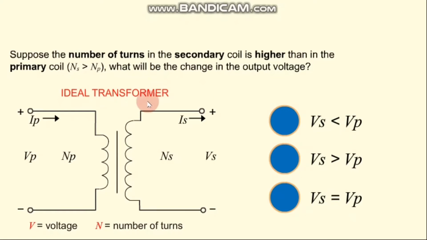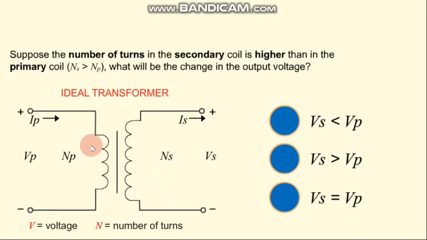Well, to know the answer, let us go back to this diagram. It shows that this is an ideal transformer. What is an ideal transformer? An ideal transformer is a transformer which is 100% efficient. It means that the transformer has no power loss during operation, where the input power is equal to the output power. The input power is given by the ratio of the primary voltage to the number of turns in the primary coil, while the output power can be represented by the ratio of the secondary voltage to the number of turns in the secondary coil.